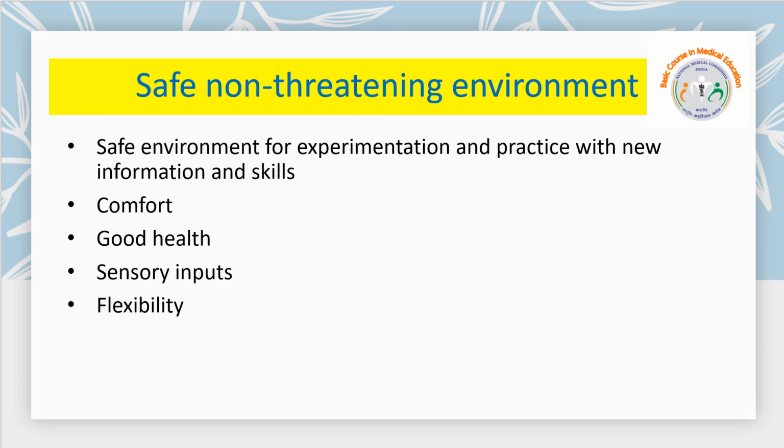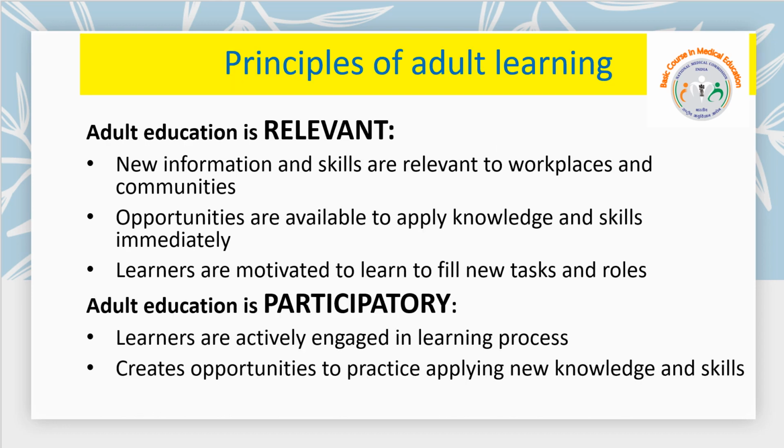Now, another important thing is that the environment must be non-threatening, and it should be comfortable, and there must be flexibility. Punishment or anything judgmental will hinder the process of adult learning. Another important principle of adult learning is that adult education is relevant. If the new information is relevant to his performance in the examination or workplace, then the adult learner will get it more quickly.